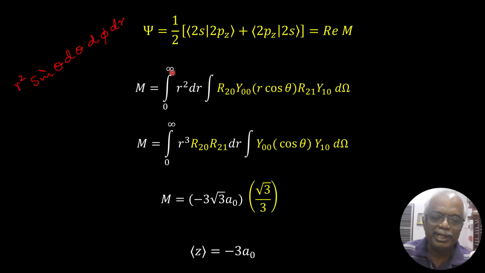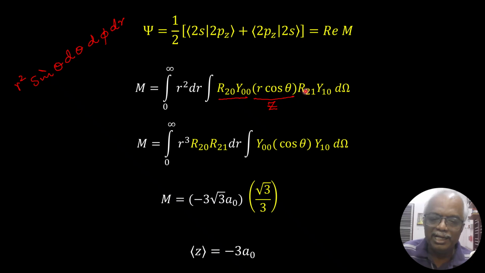Now I am going to separate this expression into two parts. One is the radial part, the other one is the angular part. In the radial part here you have r squared and dr, the integral between 0 to infinity of r squared dr, and this angular part. I am using the wave functions R20 Y00 and R21 Y10, and instead of z I am replacing z by r cos theta using spherical coordinates.